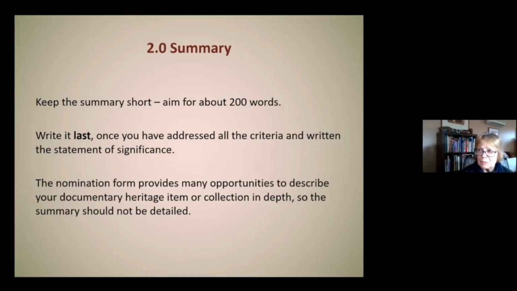You have plenty of opportunity in the nomination form to talk about all the things you need to talk about to describe your documentary heritage. There's many opportunities to describe all sorts of things about it. So don't be too detailed in this spot. Just 200 words is enough.